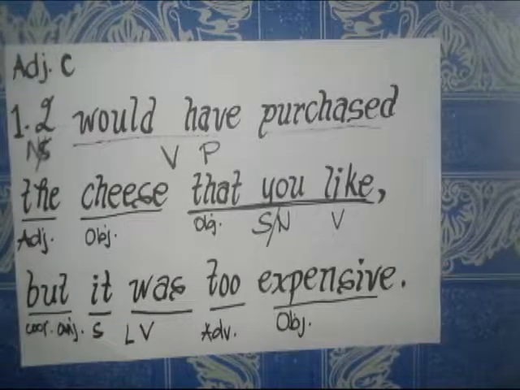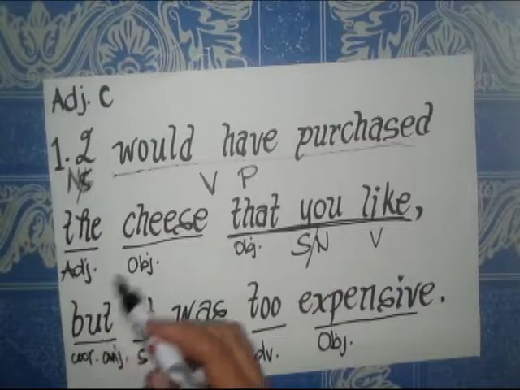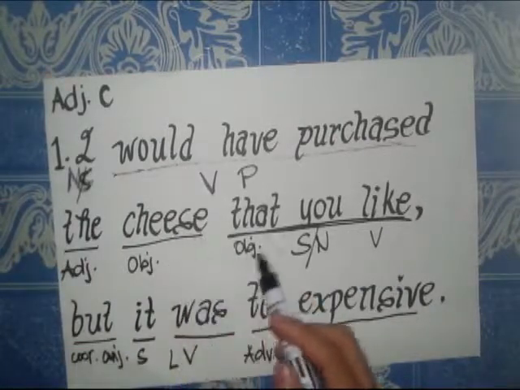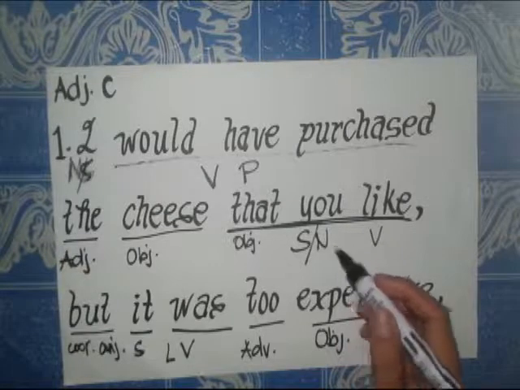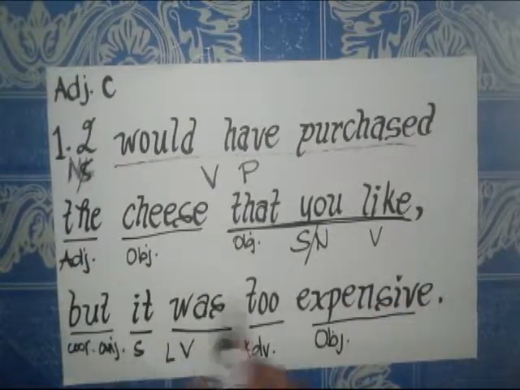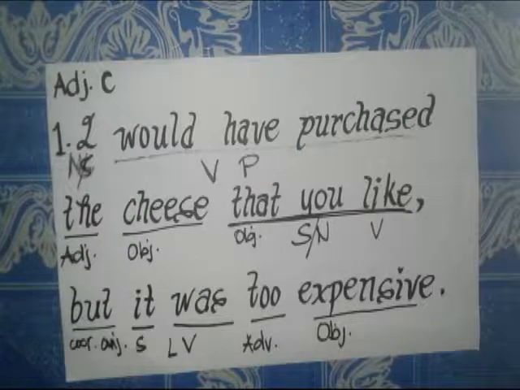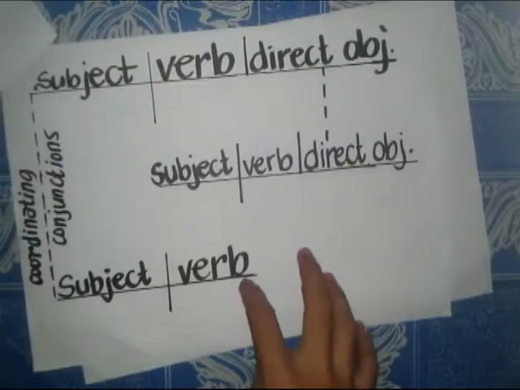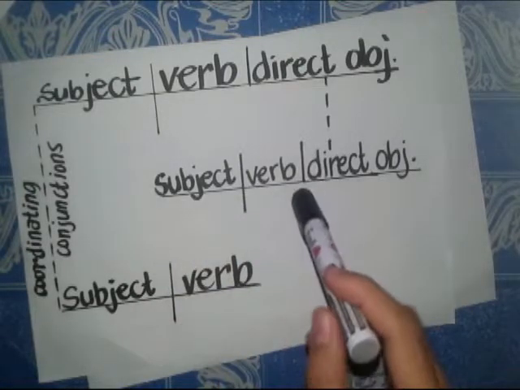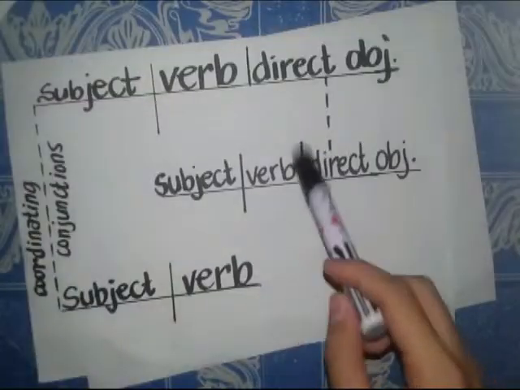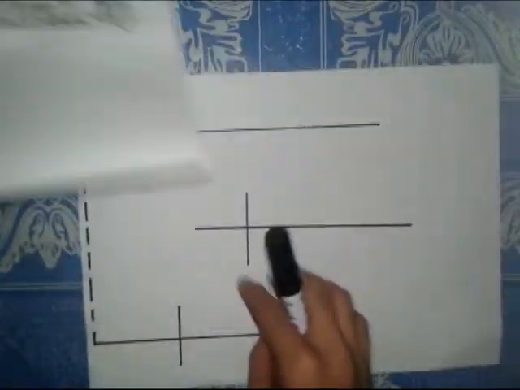So there you go. I here is the subject, and would have purchased is the verb phrase. The is the adjective, which is an article. Object cheese, and that you like is the noun, the adjective clause. That is an object. You is the subject and a noun. Like is the verb, but the coordinating conjunction. It as subject, was as a linking verb, too adverb, expensive as an object of the verb. As I have shown you earlier, this is the structure of the adjective clause, the compound complex, the subordinate clause as adjective clause. Then we're going to have a little exercise about this. So remember the structure.